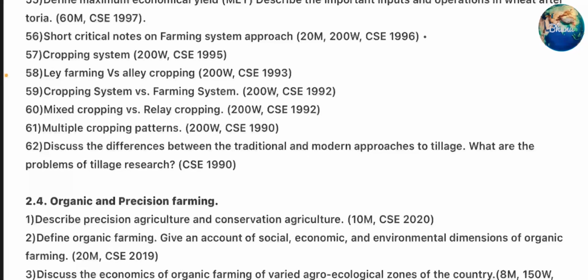Question 57. Cropping system. Question 58. Ley farming versus alley crop. Question 59. Cropping system versus farming pattern. Farming system. Question 60. Mixed cropping versus relay cropping. Question 61. Multiple cropping patterns.